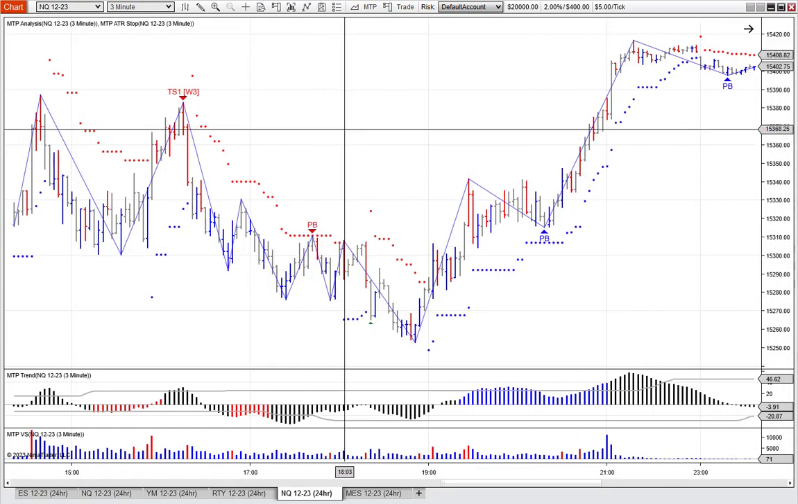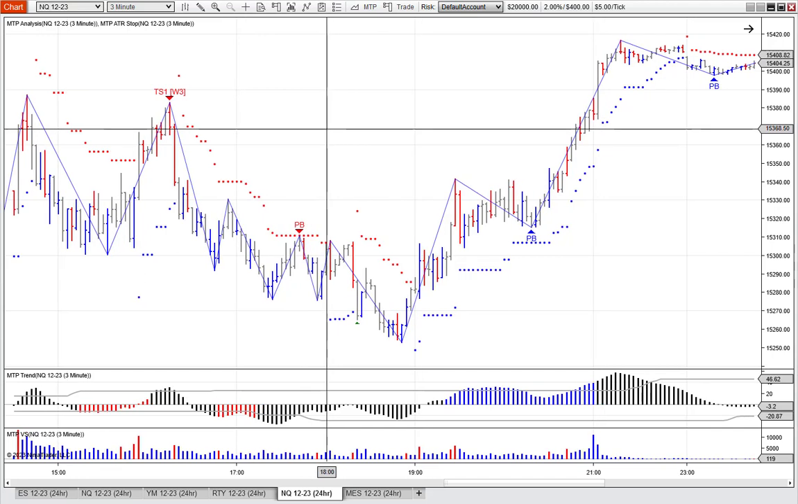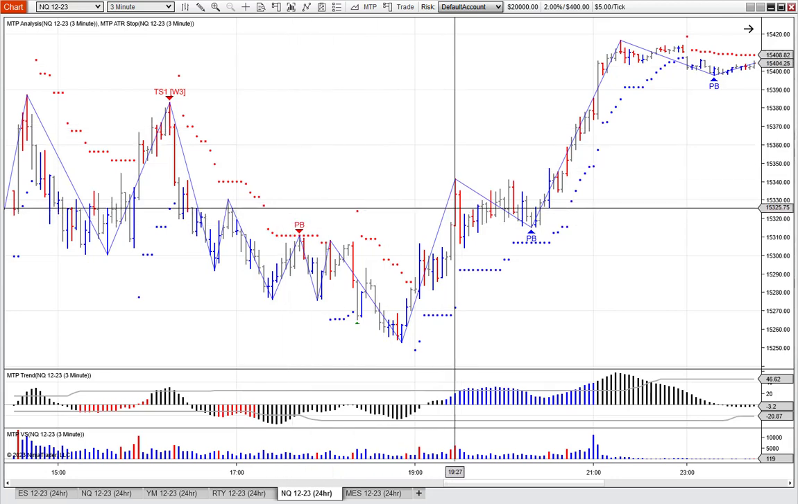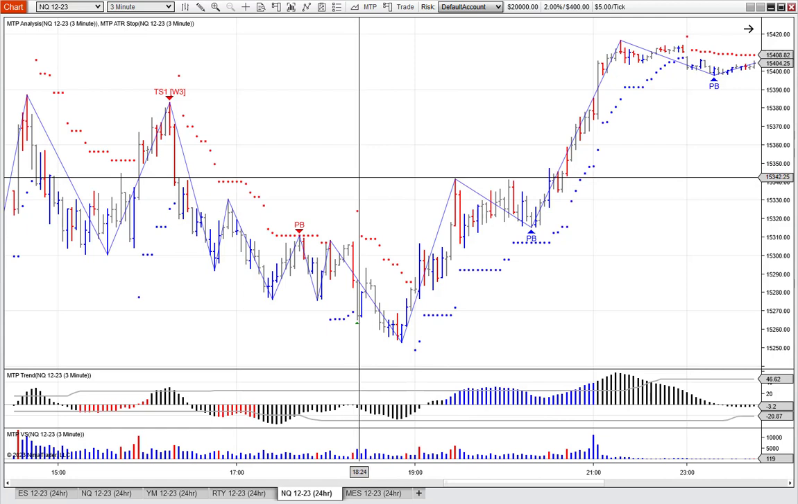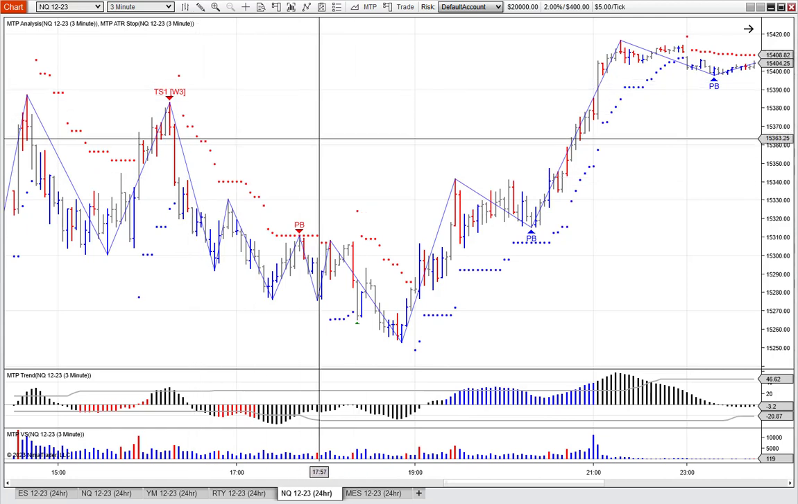This is a 3-minute chart of the NQ, but you can be looking at any time frame or any market you wish. Our new PB or pullback trade setup unfolds on all markets and all time frames. But I just wanted to show you this example as it's a good one to show you how to use the PB or pullback trade setup in the direction of the larger degree trend.